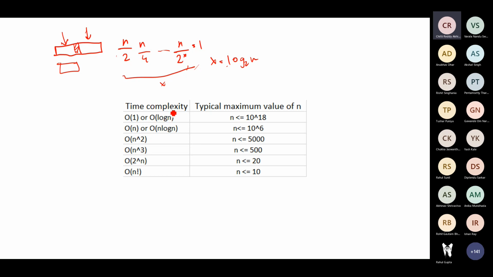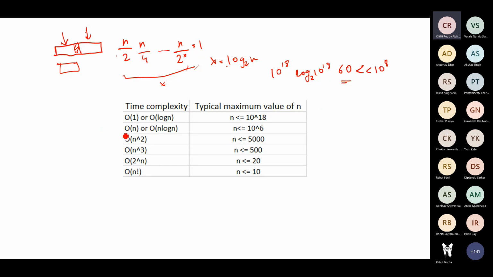Typically, the maximum value of n you will see is 10 to the power 18. If you take log of 10 to the power 18, that is something like 60. We are talking about log base 2 here. Usually when we talk about log, we talk about log base 2 only. It doesn't matter, you know how to convert from one base to another. It's just a constant. So it's 60, which is much smaller than 10 to the power 8. So this is what you'll typically see.